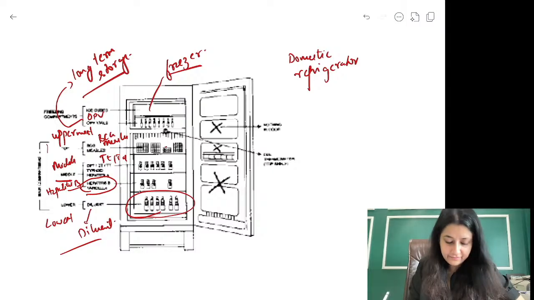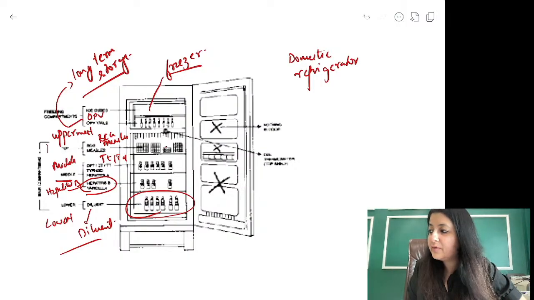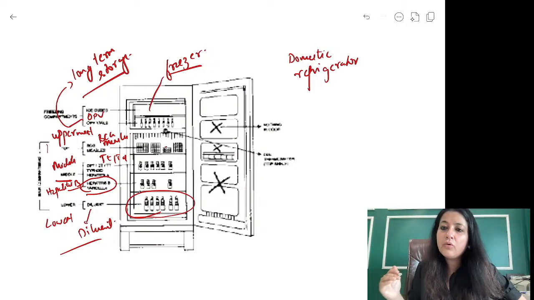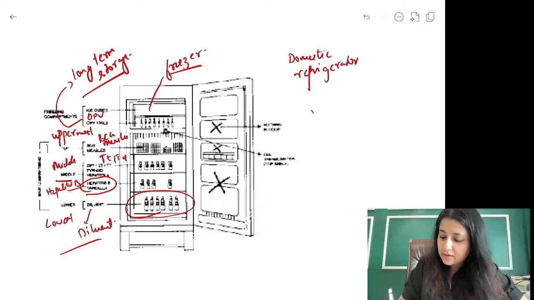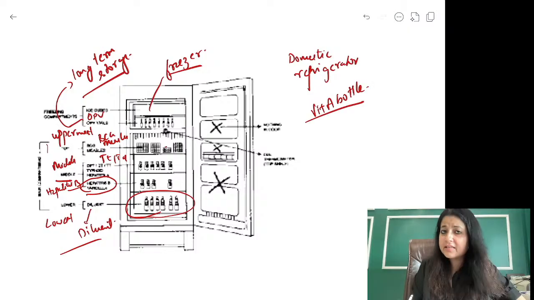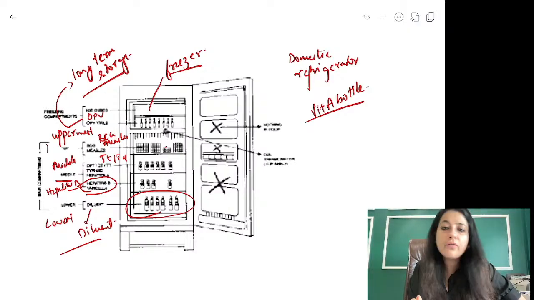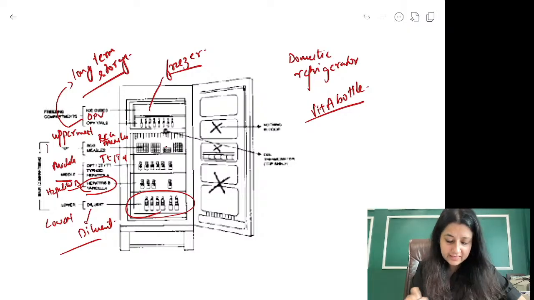Where do we keep vitamin A? Very good question, Sachin is asking where vitamin A is kept. Where do you place vitamin A, guys? Anybody? If I ask you, we need cold chain temperature to keep vitamin A. True or false? Vitamin A bottle needs cold chain temperature. Everybody in the comment section, I want the answer. True or false?